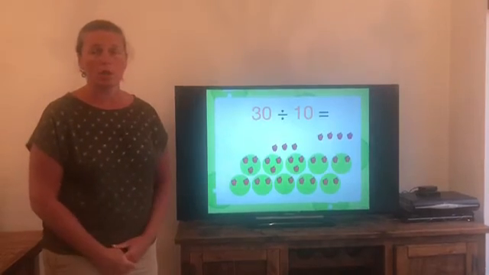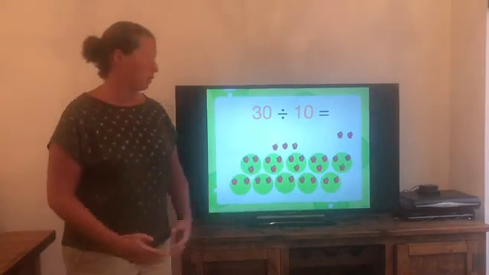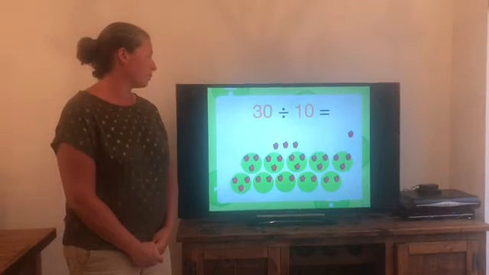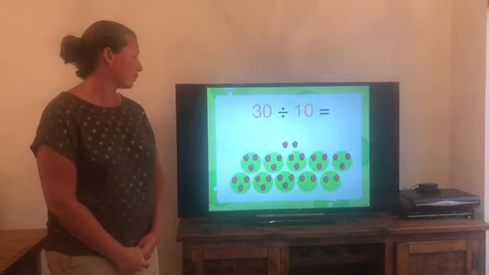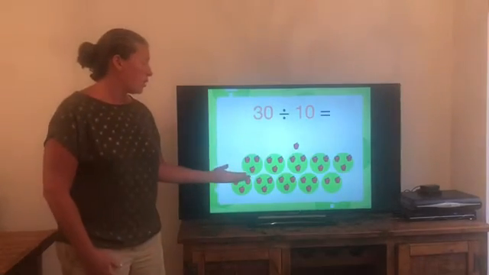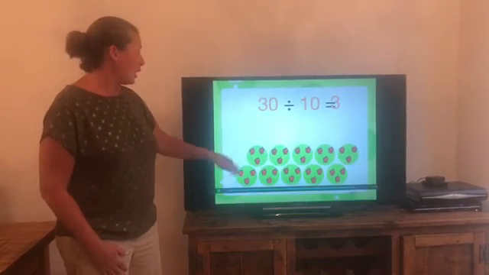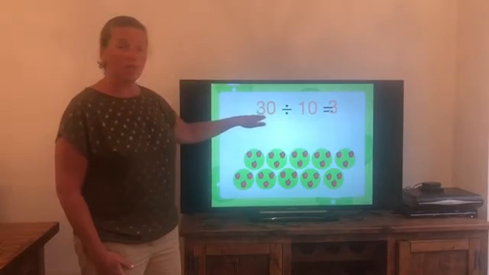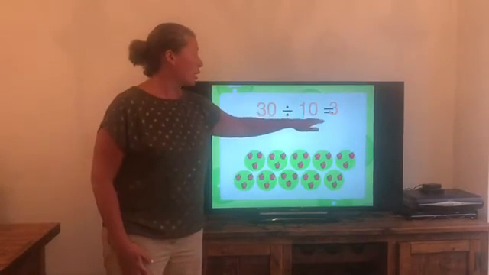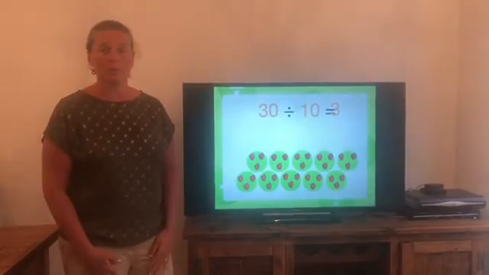Remember, we're trying to solve our sum. 30 divided by 10 equals what? So now we see all the apples have been divided out, and each child has got 3 apples. So our sum is 30 divided by 10 equals 3. Each child was given 3 apples.